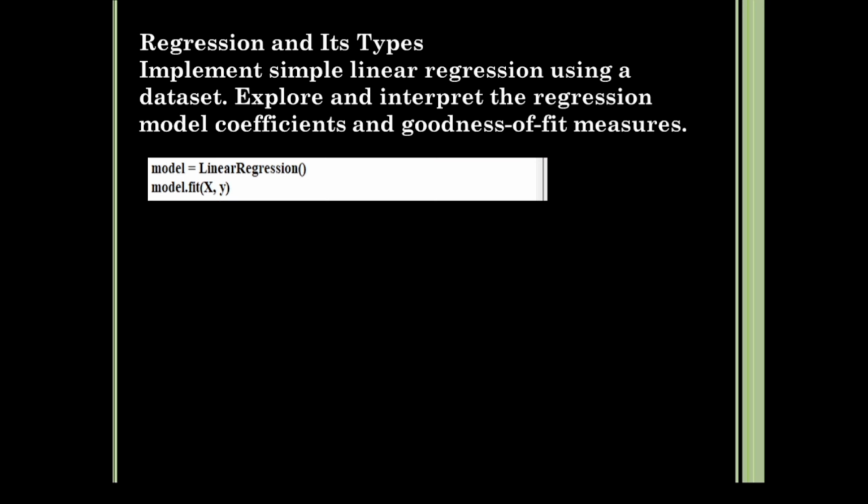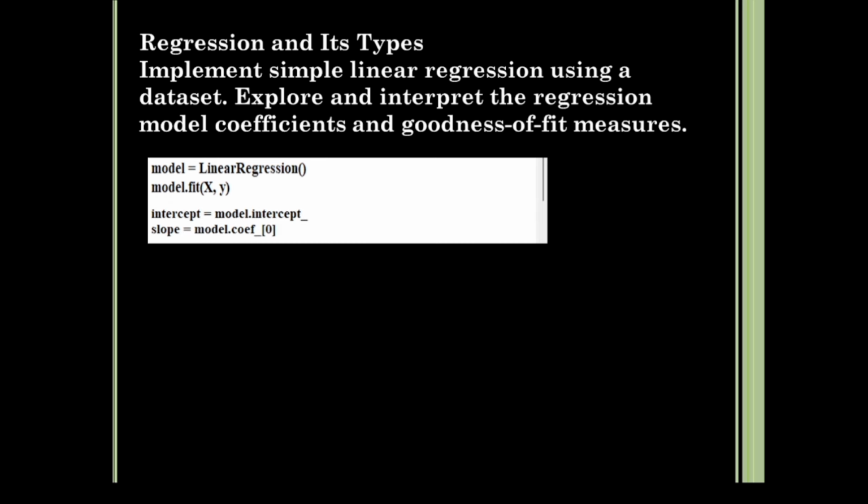Next, I mention model is equal to LinearRegression(). This creates a linear regression model object. Next is model.fit(X, y). It trains the model using the data. It calculates the intercept and the slope, which fits the best straight line. Next, we have intercept is equal to model.intercept_. This will get my intercept, the value of score when hours is 0. Next is slope is equal to model.coef_[0]. It gets the slope, and it shows how much the score increases for 1 extra hour.